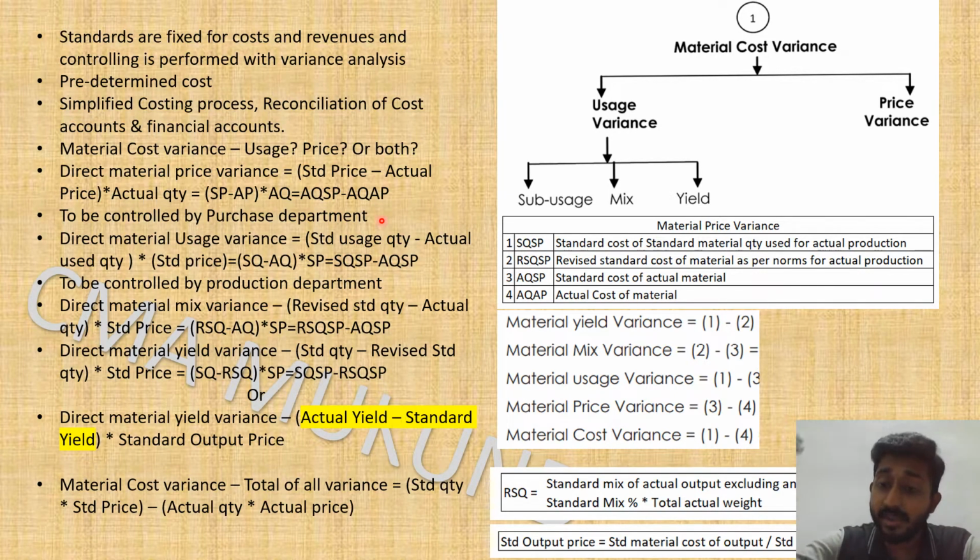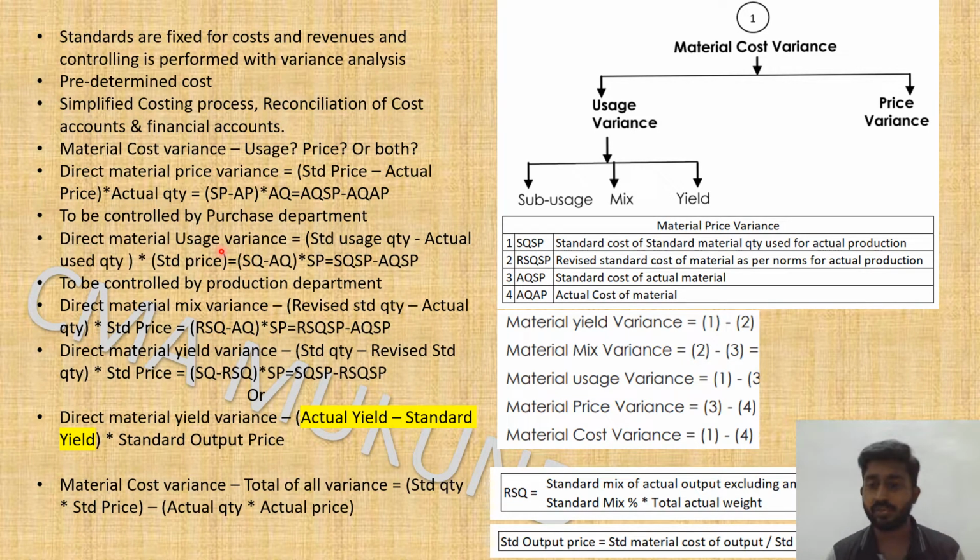Price is controlled by the purchase department of the company. The purchasing department will issue purchase orders to various suppliers to bring in the materials for production. So it is their metric, and they have to control it. As finance people, you have to question the purchase department if you find adverse variance in material price. Okay, so material usage variance.